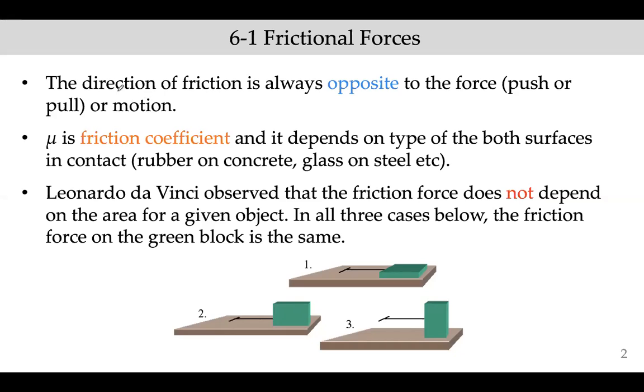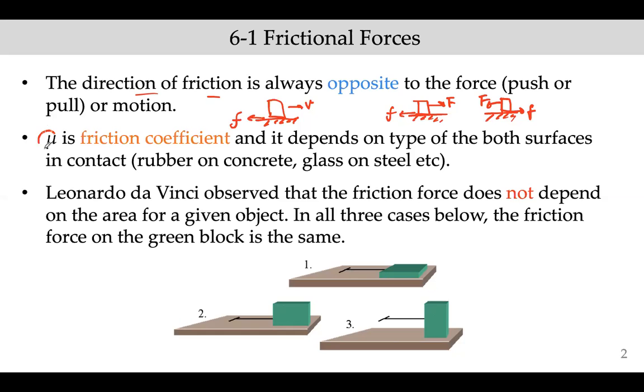So the direction of the friction force is always opposite to the force, whether it is a push or pull, or it's also opposite to the motion. So if an object is moving with velocity v in the right direction, the friction will be in the opposite direction. Or if you pull that object with force F to the right, friction will be to the left. If you pull it to the left, the friction will be to the right. Of course, for friction, you need a surface. When the object is on a surface, we can talk about friction.